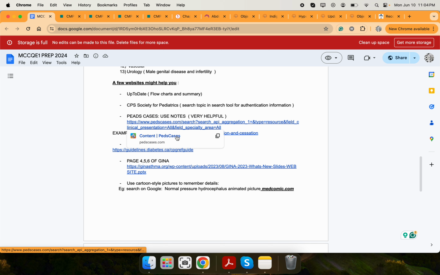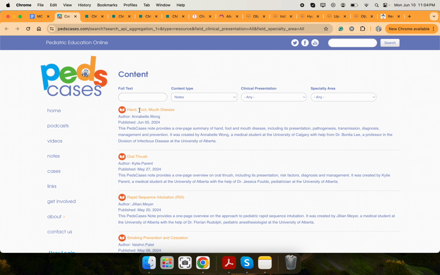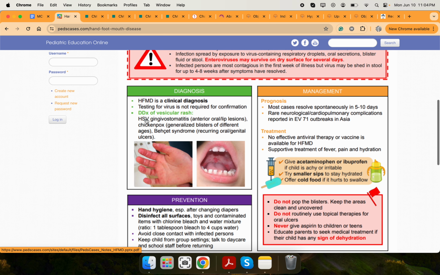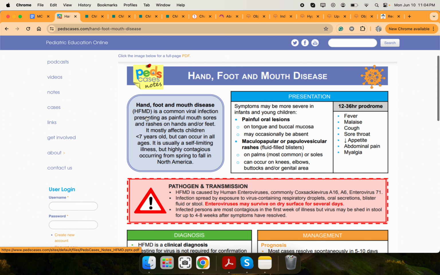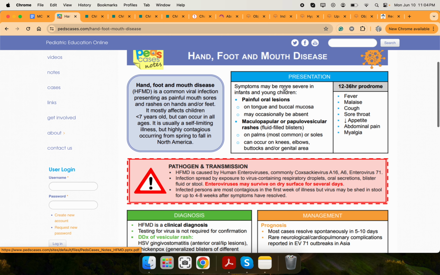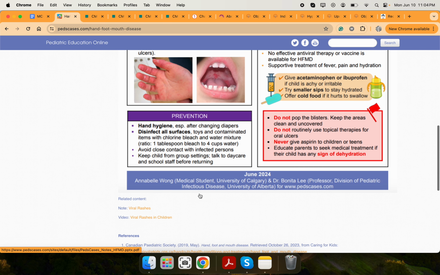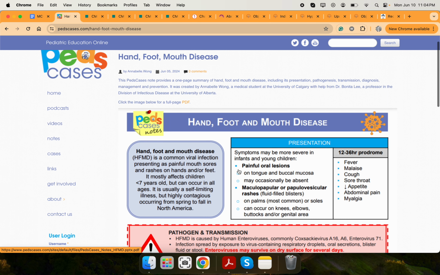One tip which I have felt very helpful is Pete's Cases. This is a website in which doctors from the Canadian system, residents and physicians and everybody are putting their efforts in to gather information. The one thing which I feel is very good is that this is one page of everything on a disease. If you talk about hand foot mouth disease, which is important and very prevalent, you can find everything here, and probably you don't have to go here and there.